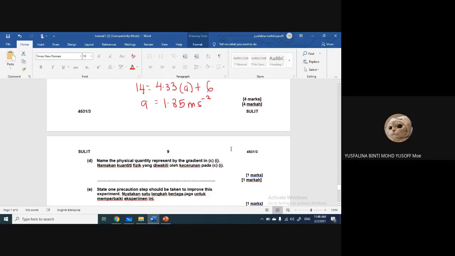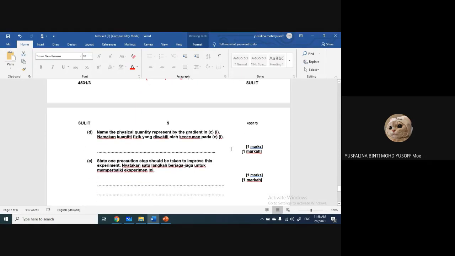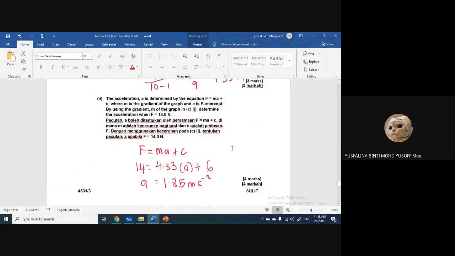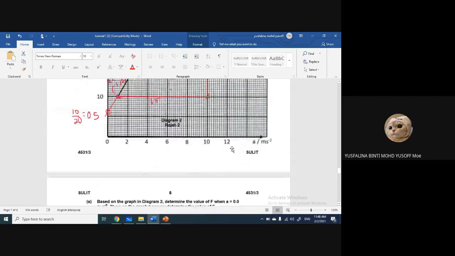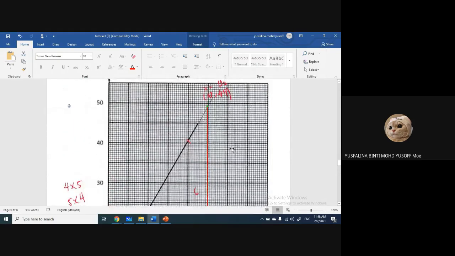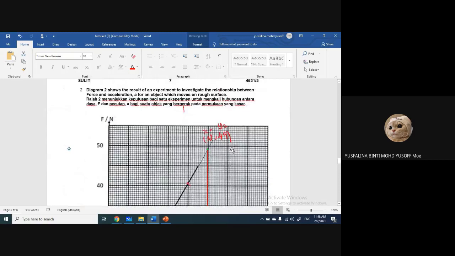Alright. Next question. Name the physical quantity represented by the gradient in C1. Okay, in C1, I told you already this is actually Newton's second law, right? F is equal to ma. So this is the graph of F against a, right?